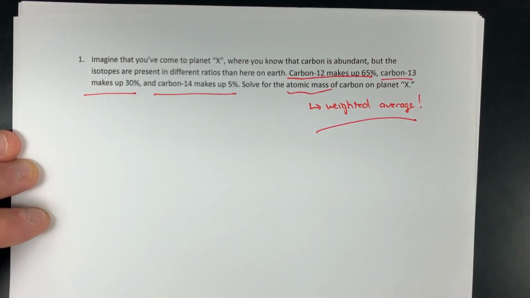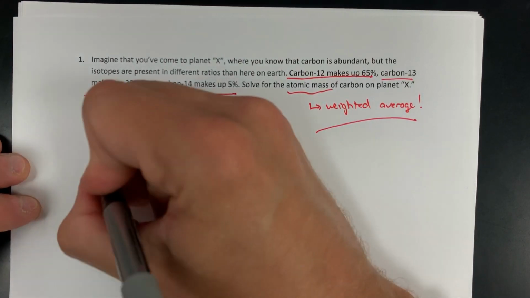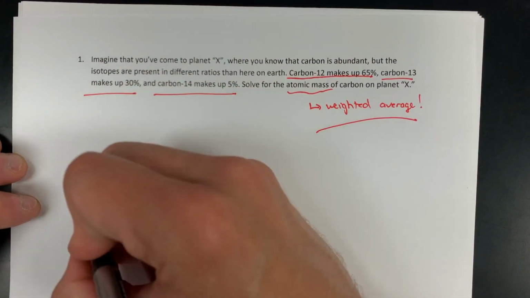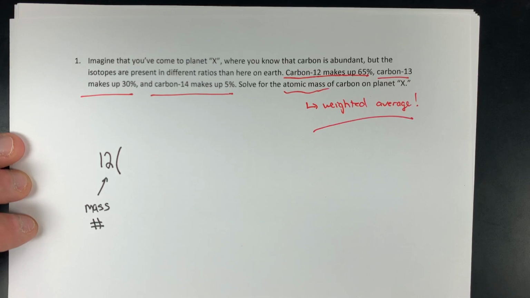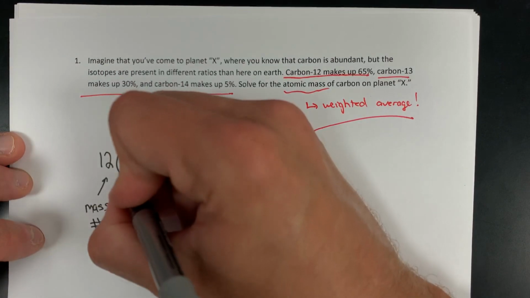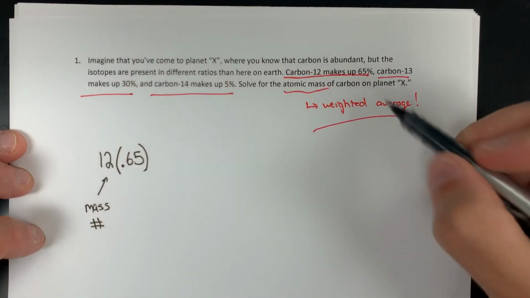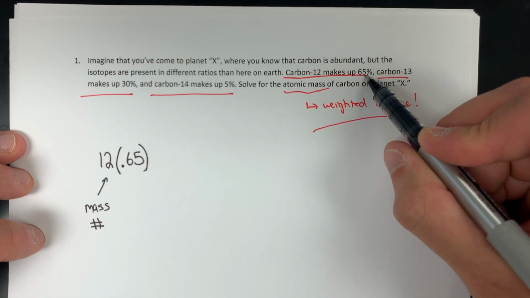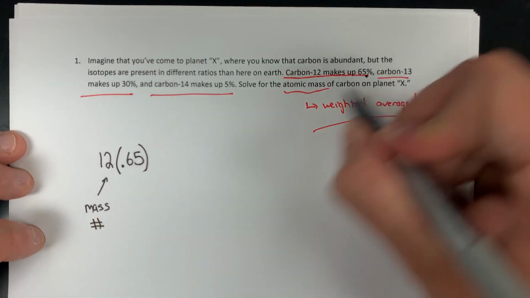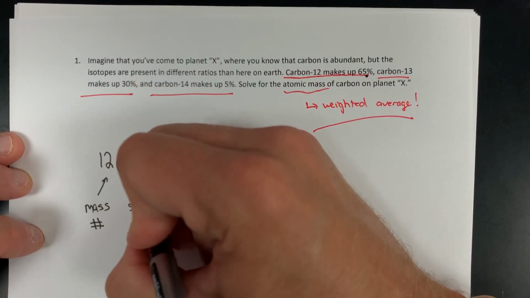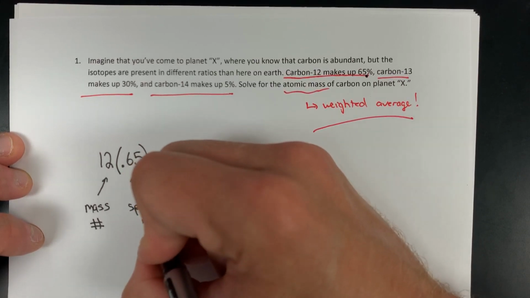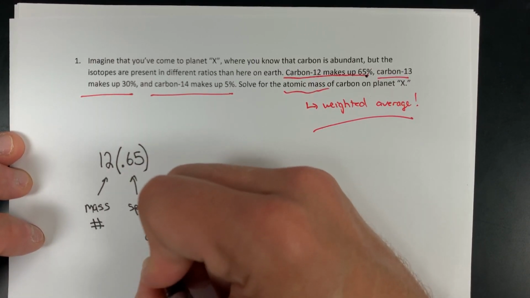Whenever we talk about weighted averages, and as we set up these kinds of isotope problems, we're always going to take our mass number for a specific isotope. In this case, let's start with carbon-12, and we're going to multiply by its specific isotopic abundance converted to a decimal. Whenever we want to convert a percentage to a decimal, we merely divide by 100 to get 0.65. We multiply the mass number by that specific isotope's abundance, and we call this the isotopic abundance.